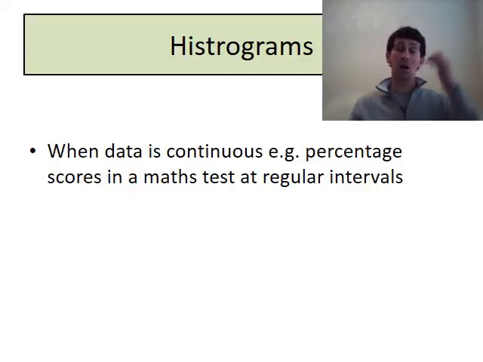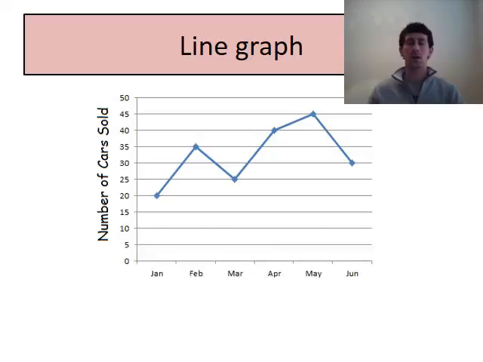So histograms are when the data is continuous, such as the percentage scores in a maths test like we've just seen. You might also get asked to draw or interpret a line graph.